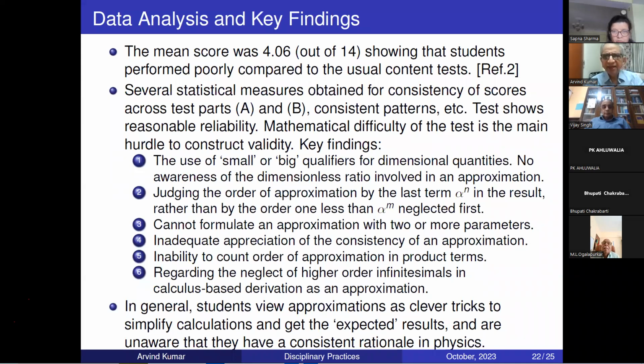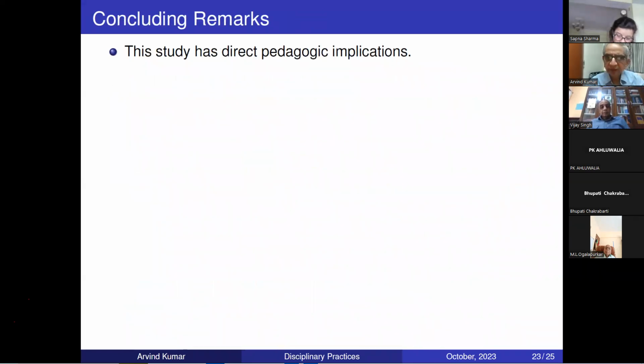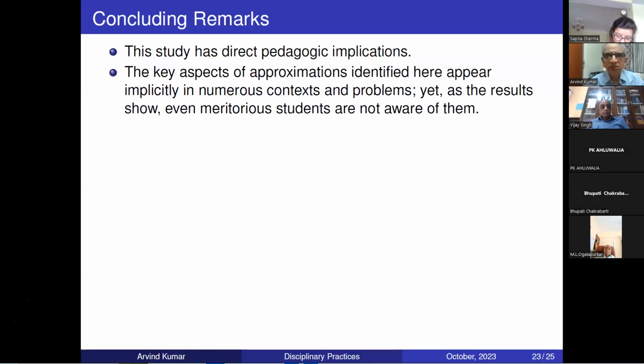In general, the idea is students view approximation as clever tricks to simplify calculations and get the expected results. And for them, it's like tricks. They don't see that there is a very clear rationale for this practice, and that there's a quantitative meaning of order of approximation. Finally, the study has direct pedagogic implications.